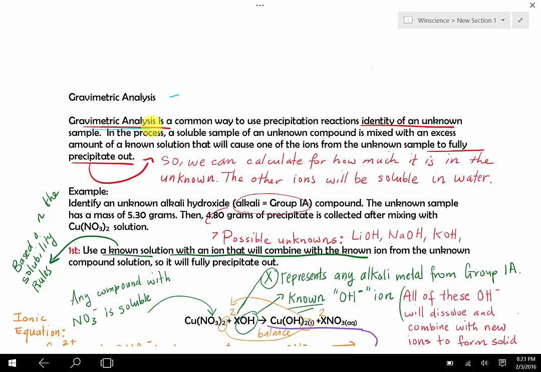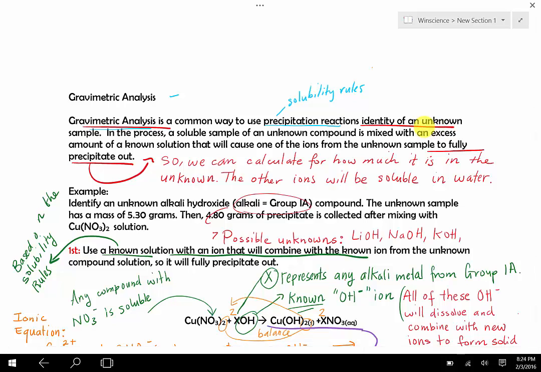In this lesson, we are going to learn about gravimetric analysis. It is a common way to use our knowledge about the precipitation reaction. That means we learn about how solubility rules are applied to form a precipitate that we can collect, okay? So we use our knowledge about precipitation reactions to identify an unknown sample.